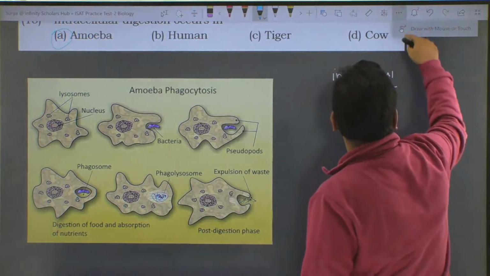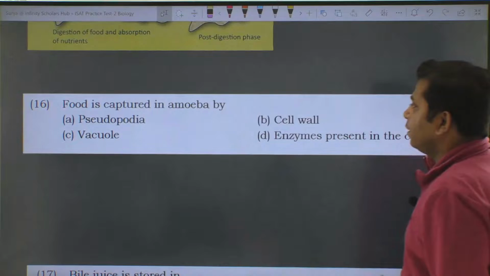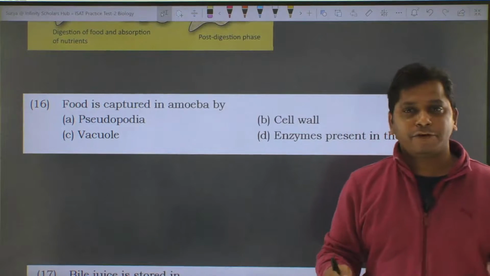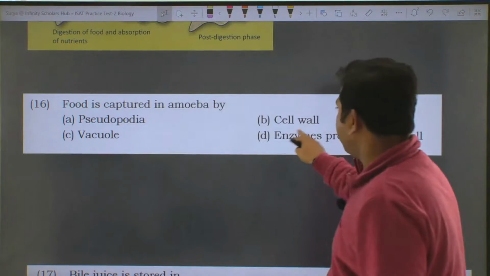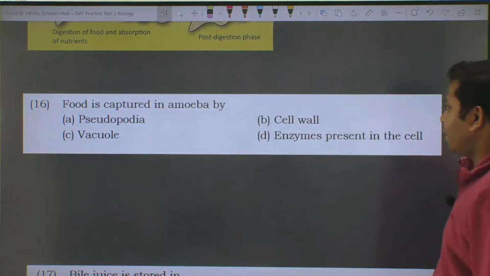So let's move ahead to the next question. Food is captured in amoeba by what? Okay, so we have already discussed the process, okay. The options are pseudopodia, vacuole, cell wall, enzymes present in the cell, okay.